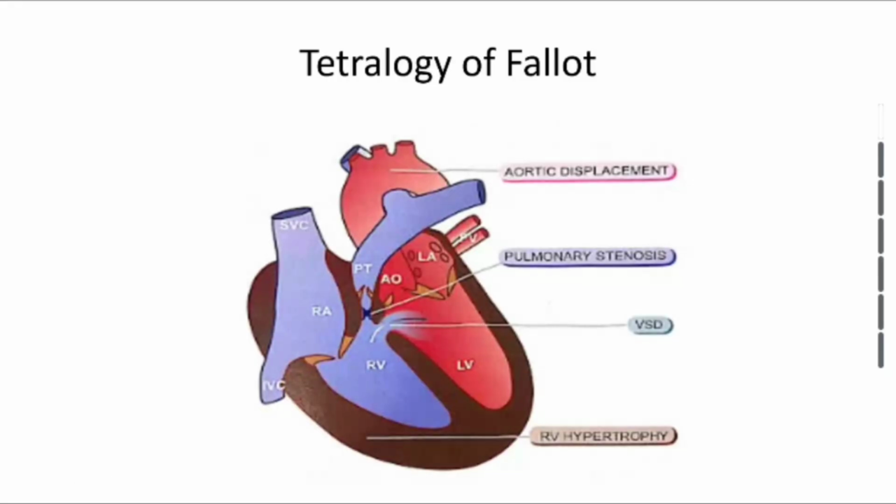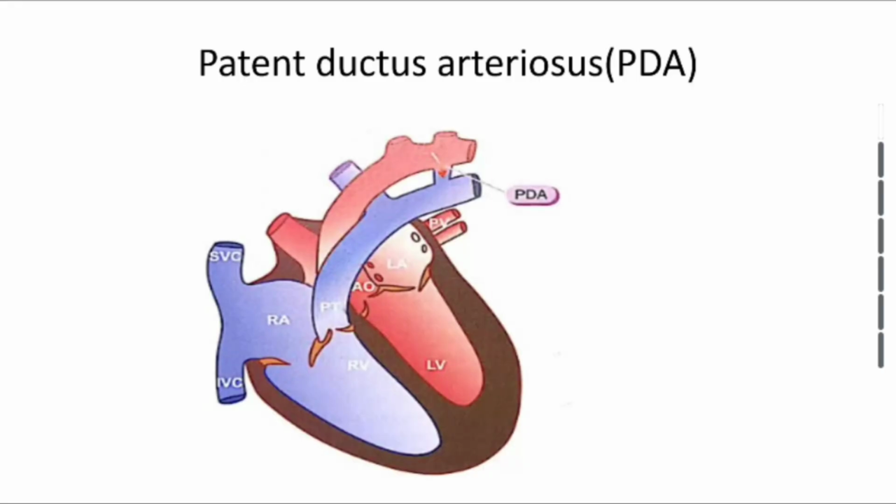Patent ductus arteriosus. You see, it is PDA, patent ductus arteriosus. Patent refers to open. Usually it should close. I believe you have to go back and revise the embryology and the fetal circulation, which we had already talked about. Usually the ductus arteriosus should close upon delivery. But if it fails to close, you can see the situation.